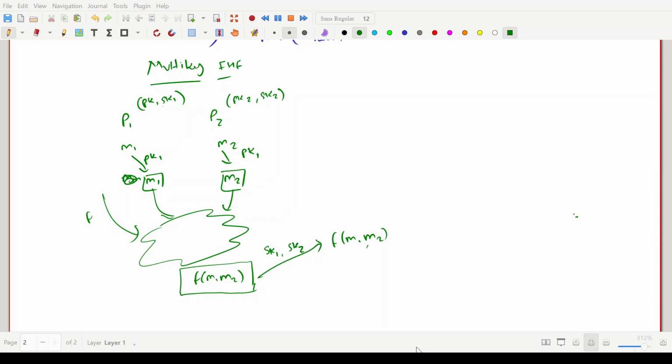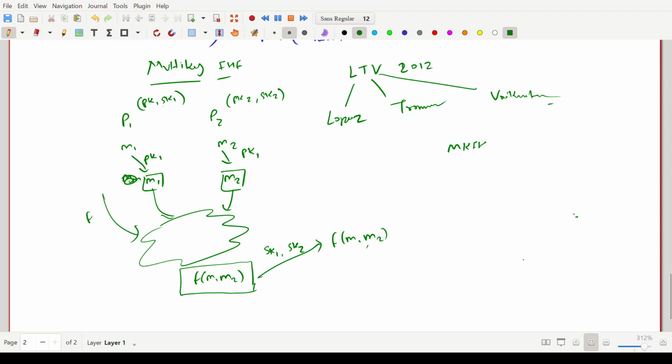As told in the previous class, this multi-key FHE was introduced by LTV12 in 2012, that is Lopez-Alt, Tromer and Vaikuntanathan. They gave the definition of multi-key FHE, and they gave a multi-key FHE based on NTRU, MKFHE based on NTRU, which we will be doing in the next class.